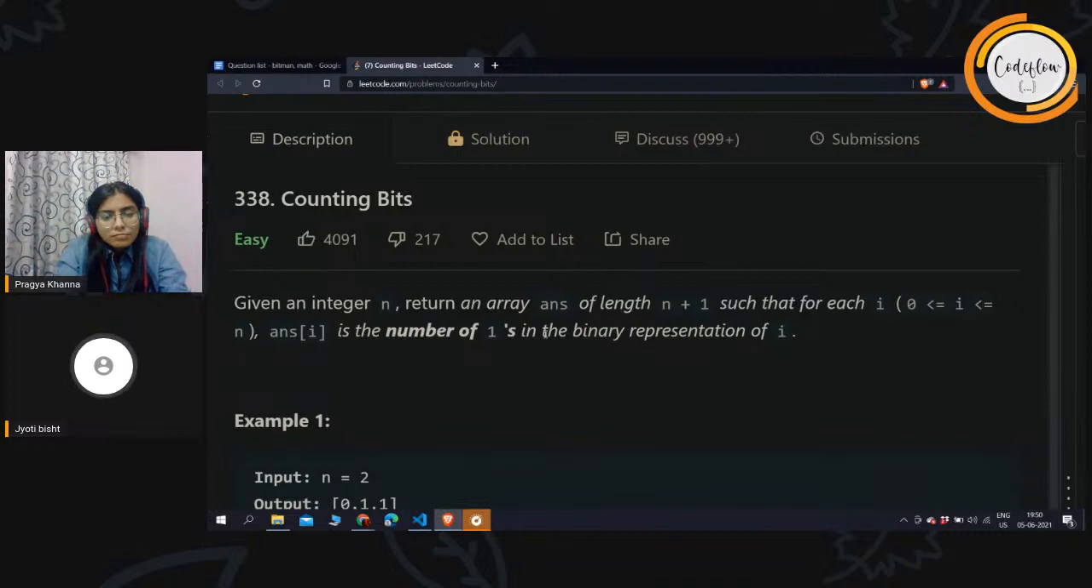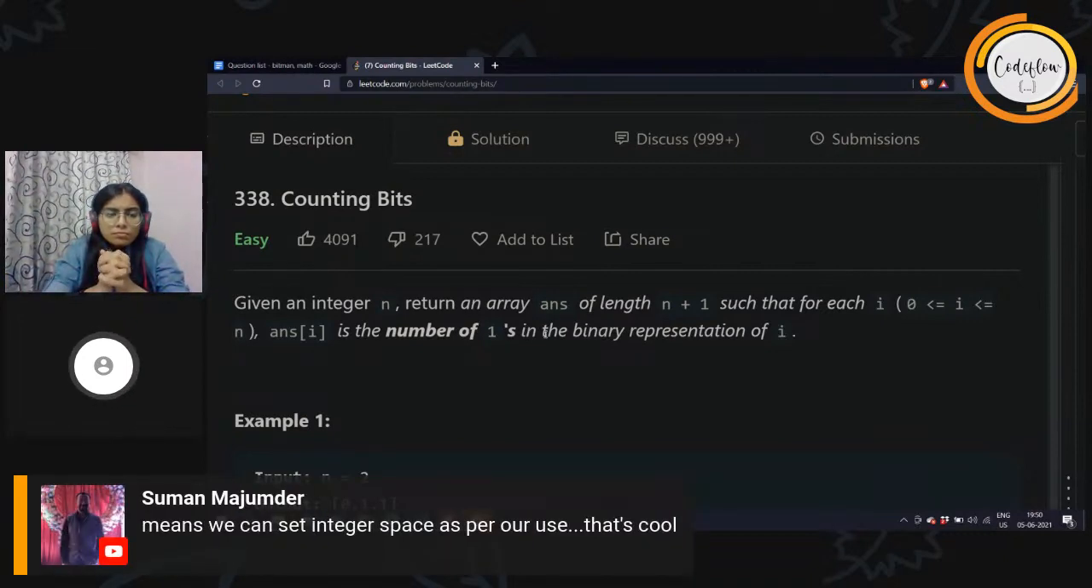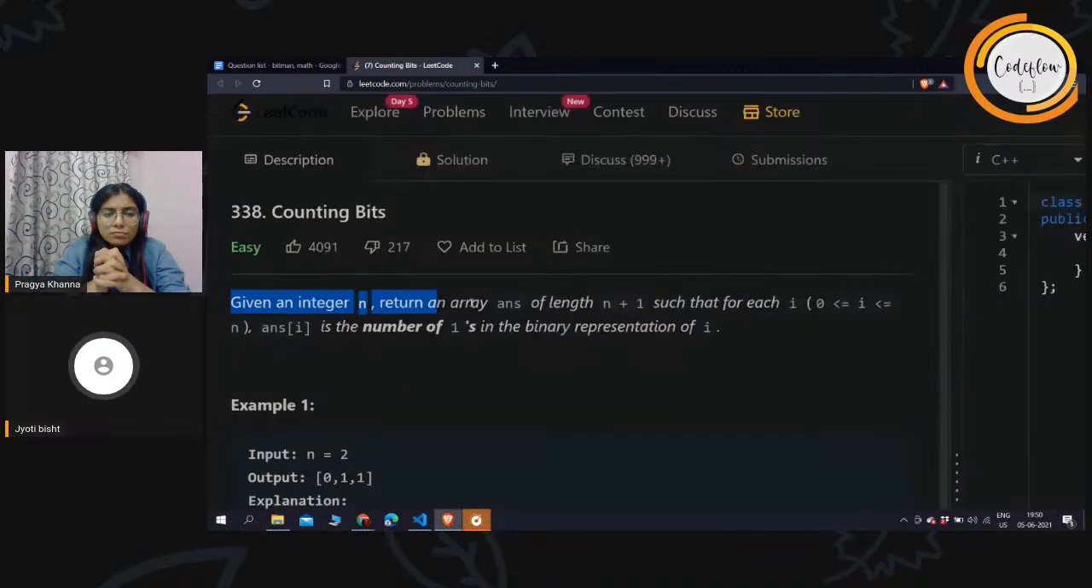What we'll be discussing today is O of n, but this question has been asked in an Amazon interview in log of n. That algorithm is a bit tough. So after you have learned the basics of bit manipulation, you can just go and attempt this question in log of n. So you have been given an integer, return an array.